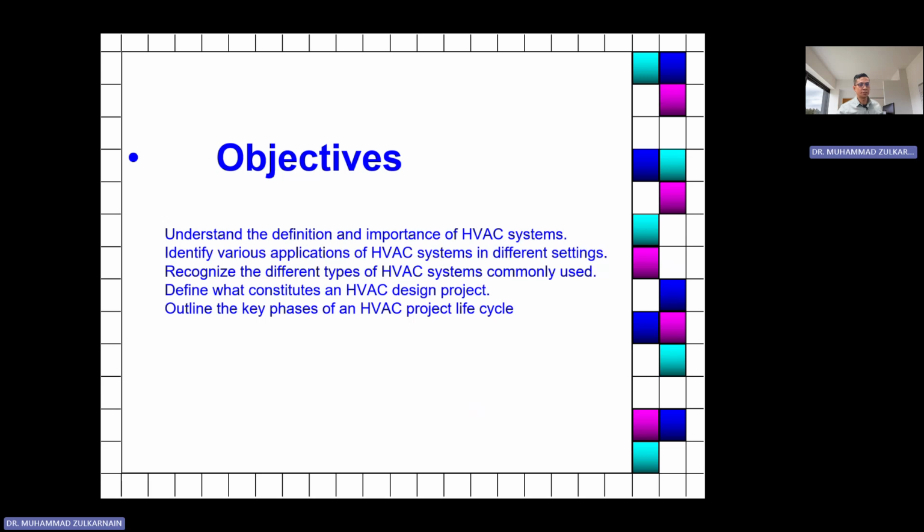So today I would like to introduce the objectives: to understand the definition and importance of the HVAC system for the first objective. And then for the second, identify various applications of the HVAC system in different settings. And then the third, recognize the different types of HVAC system commonly used. And then next, define what constitutes an HVAC design project. And the last objective is to outline the key phases of the HVAC project life cycle.